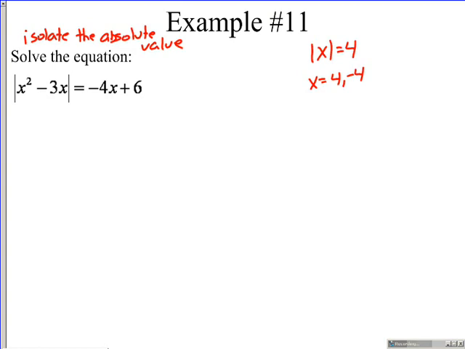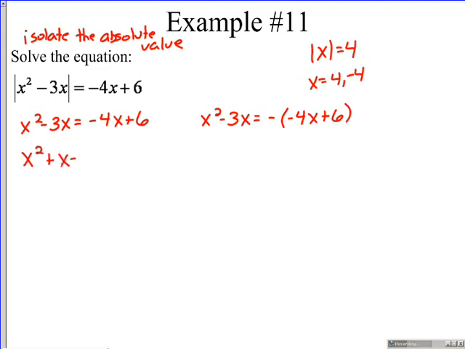Remember, with the radical, we isolated the radical, squared both sides. With absolute value, you're going to isolate the absolute value and break it up into 2 cases. When x squared minus 3x equals negative 4x plus 6, and when x squared minus 3x equals the opposite of negative 4x plus 6. Solve each of those 2 cases on their own. Quadratics, get everything on one side. This is factorable, x plus 3 and x minus 2. So we get 2 solutions there, negative 3 and 2.